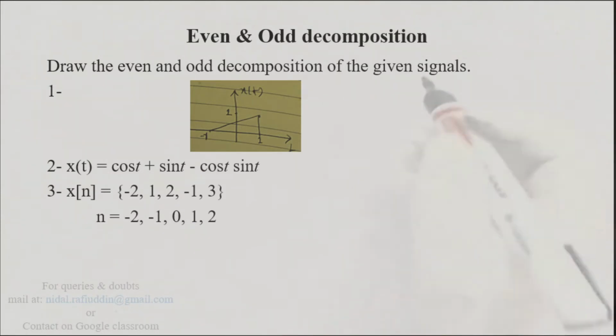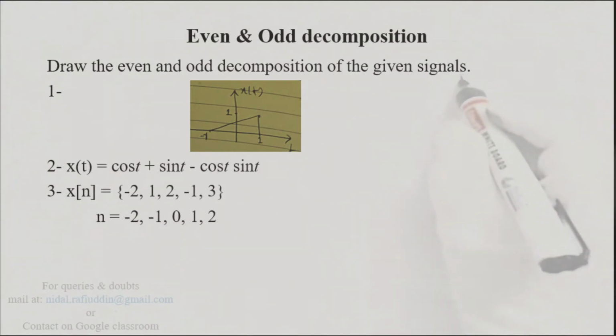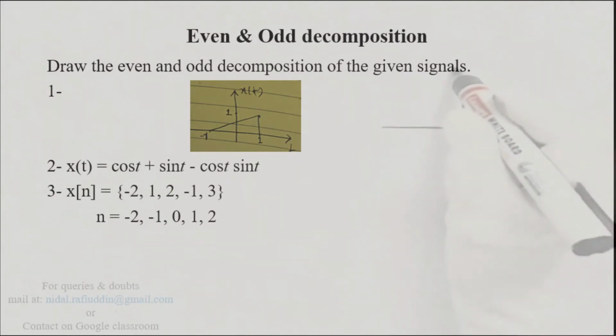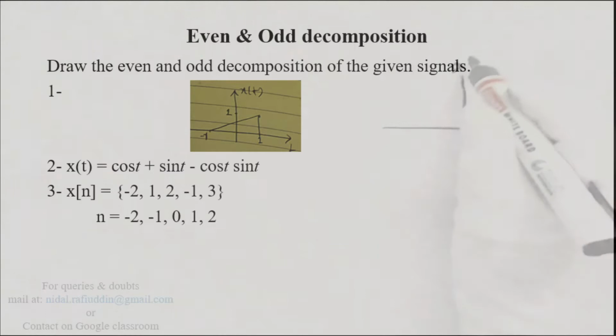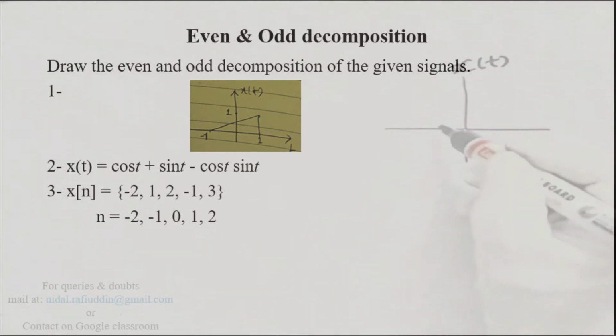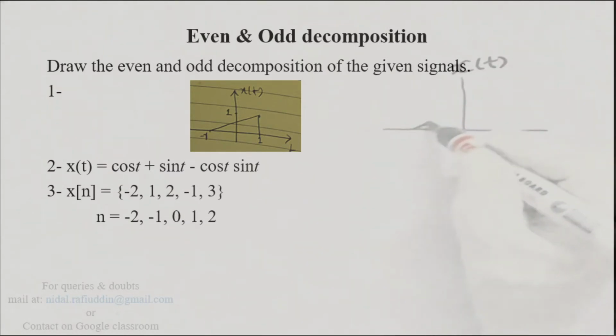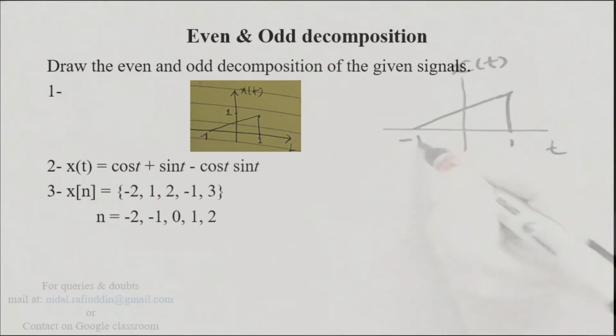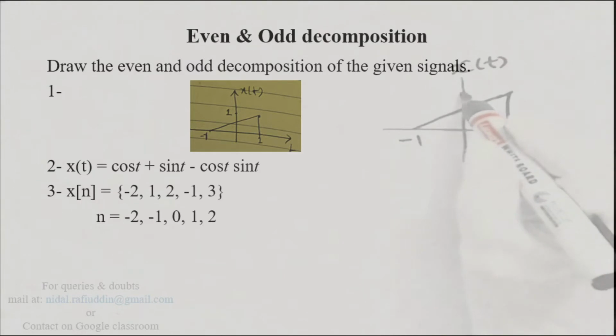So let me redraw the first example again. x(t) versus t. One, minus 1, and the maximum amplitude for the signal is 1.